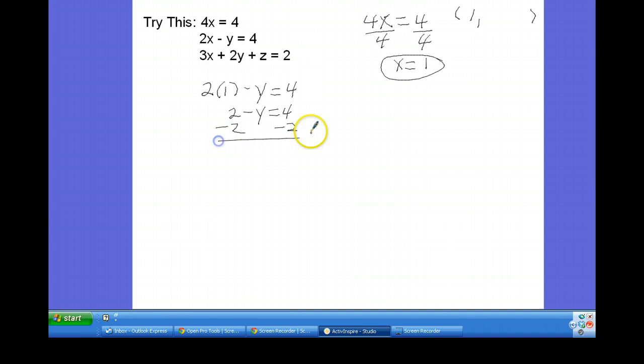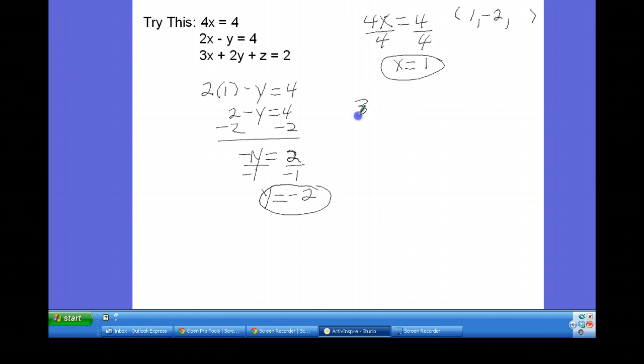Subtract 2 from both sides. Negative y equals 2. Careful now, this is not solved for y yet because we have the negative sign, or it's a negative 1 in front of it. Divide both sides by negative 1 and y equals negative 2. Negative 2 is our y-coordinate of our ordered triple. Now that you have two of the coordinates, you can plug those two into the three variable equation and get your last variable.